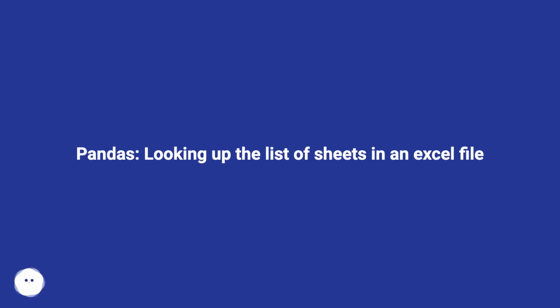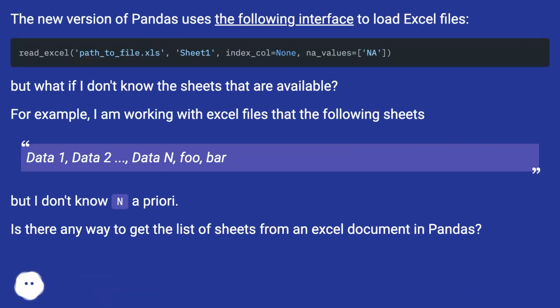Pandas looking up the list of sheets in an Excel file. The new version of Pandas uses the following interface to load Excel files. But what if I don't know the sheets that are available? For example, I am working with Excel files that have the following sheets: data 1, data 2, data n, foo, bar. But I don't know n a priori. Is there any way to get the list of sheets from an Excel document in Pandas?